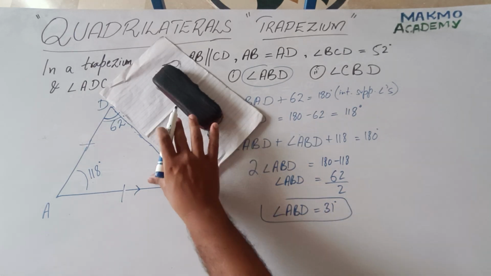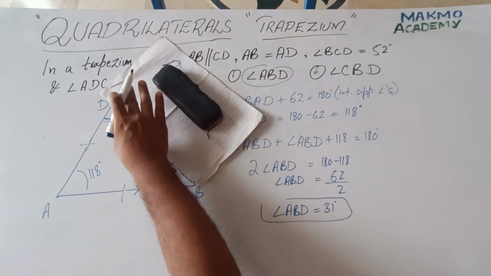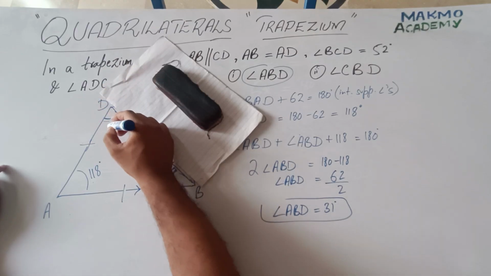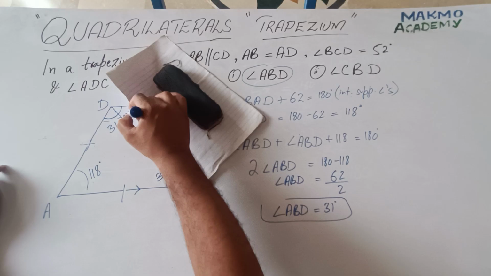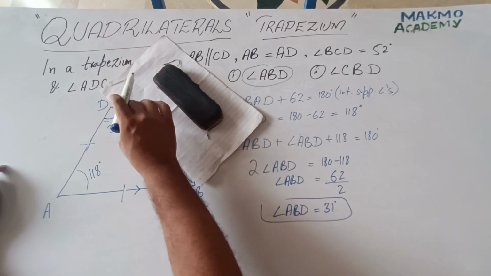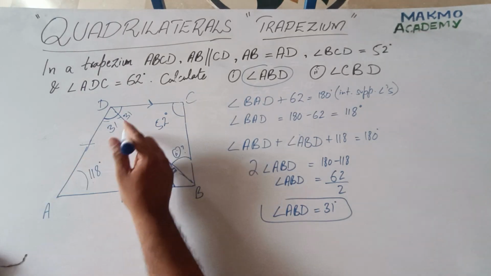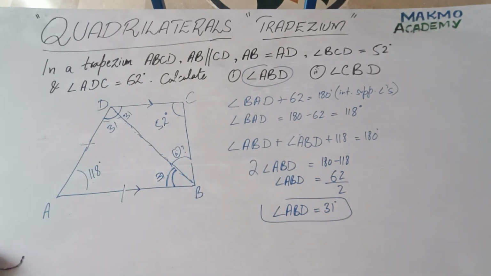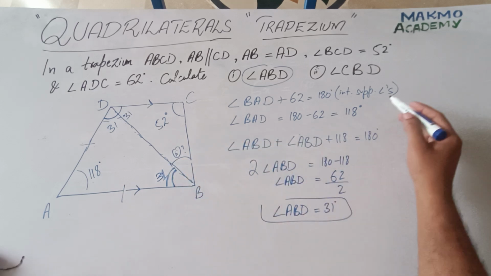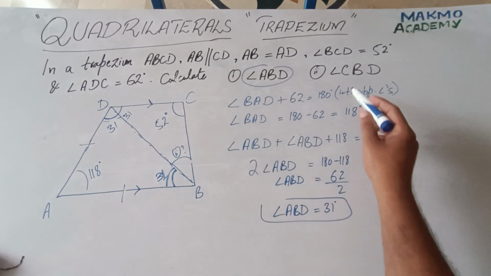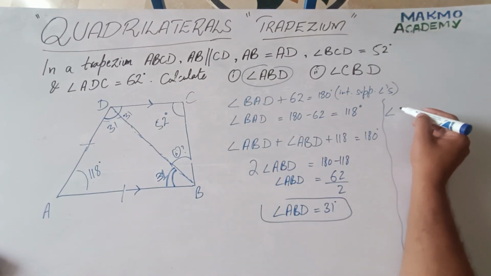So the size of this angle is equal to 31, and the size of half of the part is 31 over here. So it means that the remaining half part is also equal to 31. That's why it's collectively 62. So now we are having this angle which is equal to 31. Now we can find out the size of angle CBD. How to find out angle CBD?